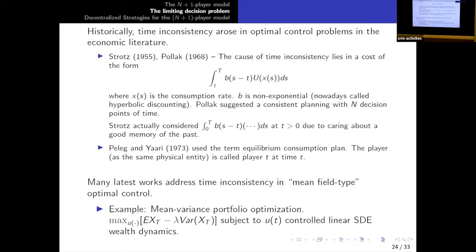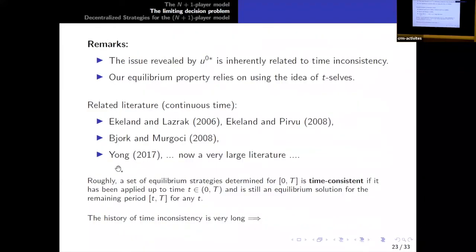And in many recent works addressing time inconsistency, they actually deal with the so-called mean field type optimal control. Okay. You can see the recent work of Yang in Transactions IMS, okay, for a very general LQ mean field type control problem, and many references are cited in this paper.